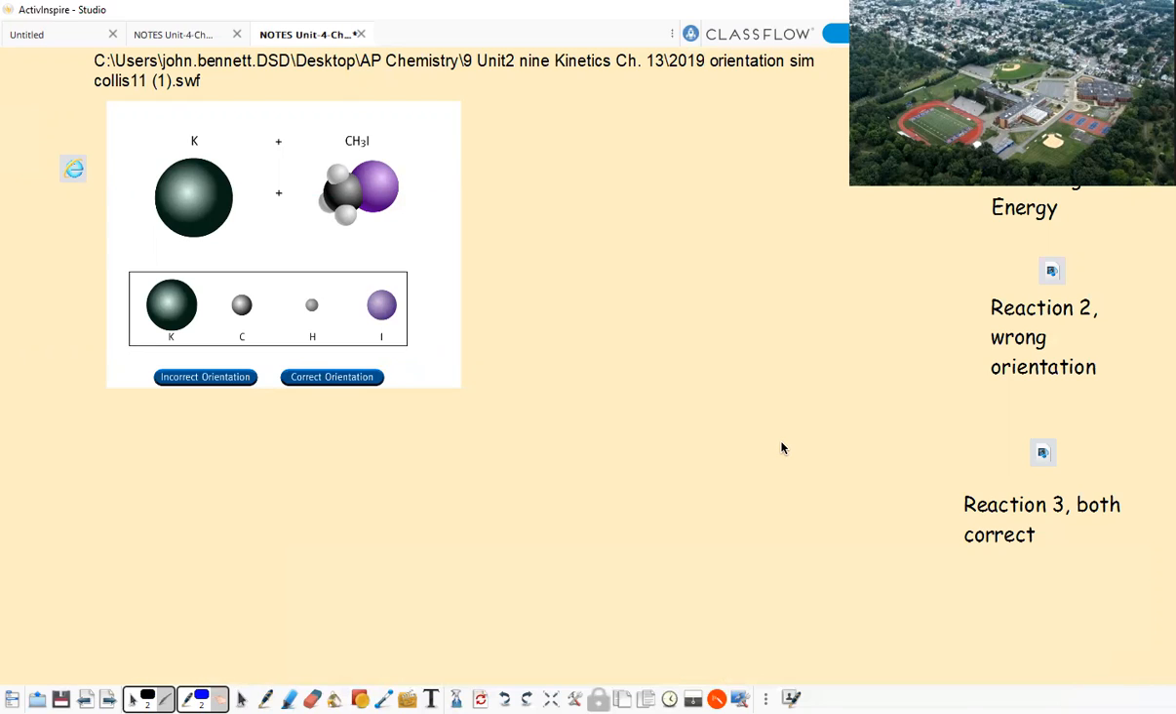All right, so that would be they hit with the correct orientation, but not enough energy, as she said.